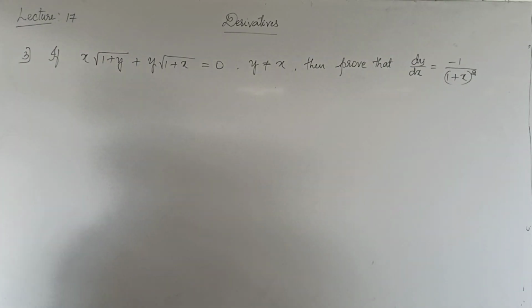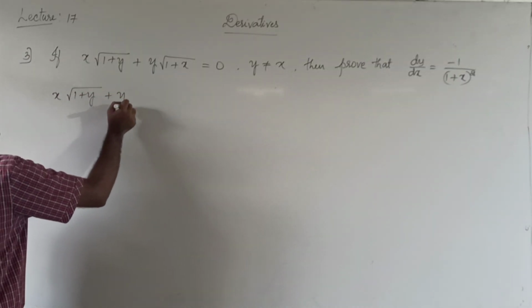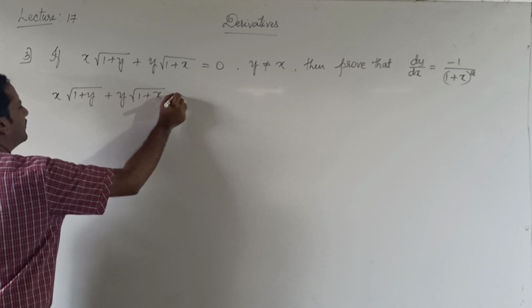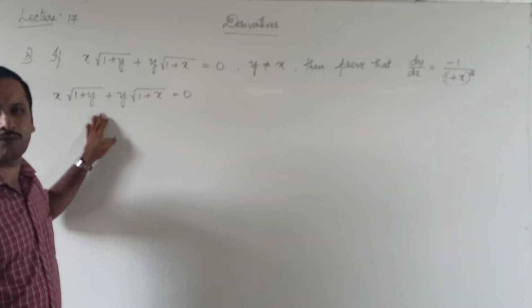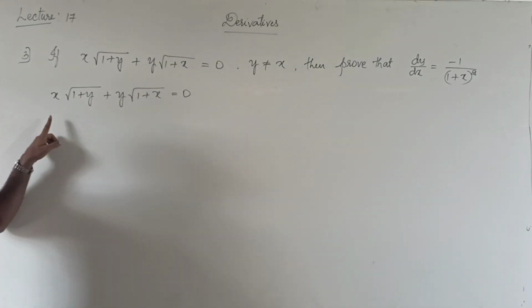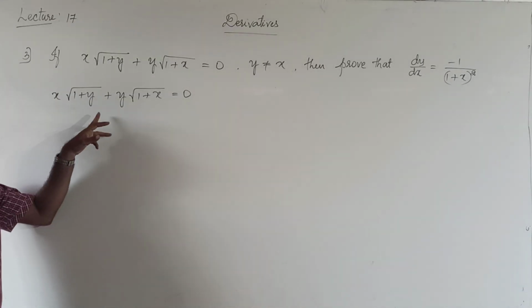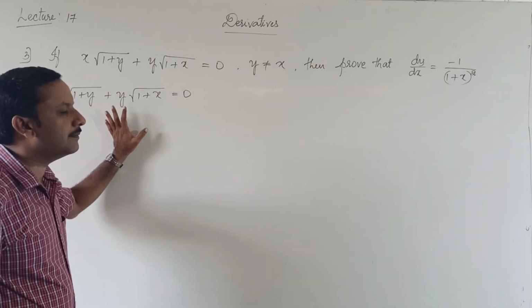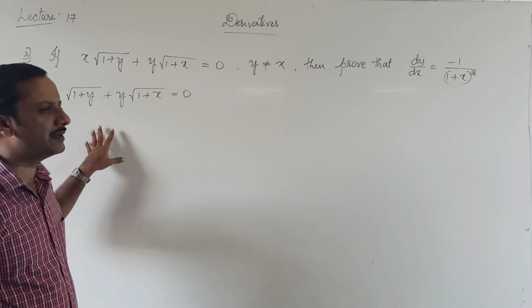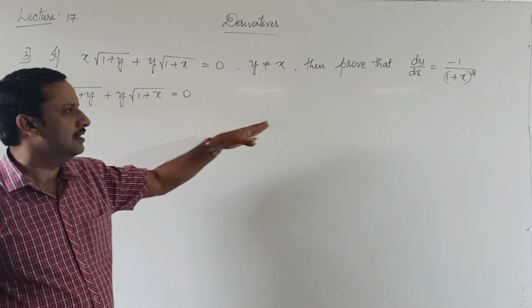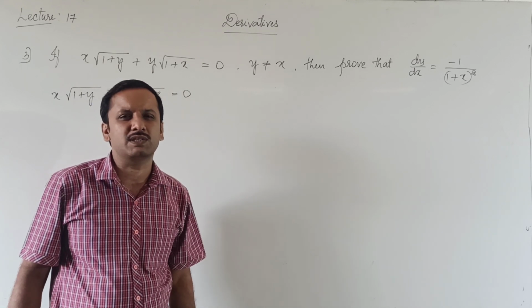Okay. We have x into root(1+y) plus y into root(1+x) is equal to 0. Let us not directly differentiate this because we don't want the answer in terms of root(1+y). If I directly differentiate it, we are going to get x into 1 by 2 root(1+y) into dy/dx plus, I am using the product rule. But that dy/dx will definitely contain root of (1+y) and root of (1+x). But if you look at what we want, then we want to show that dy/dx is equal to minus 1 by (1+x)^2.